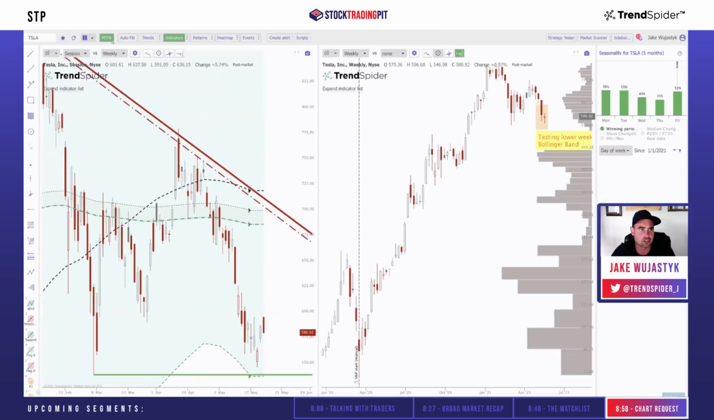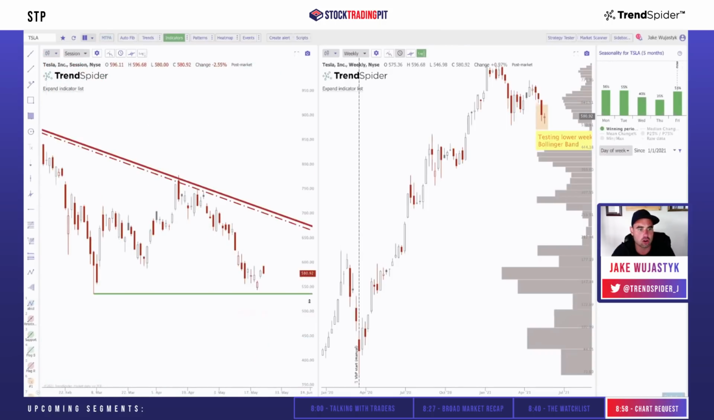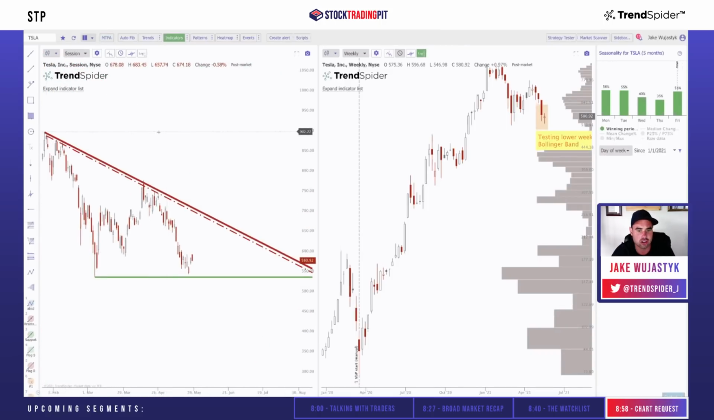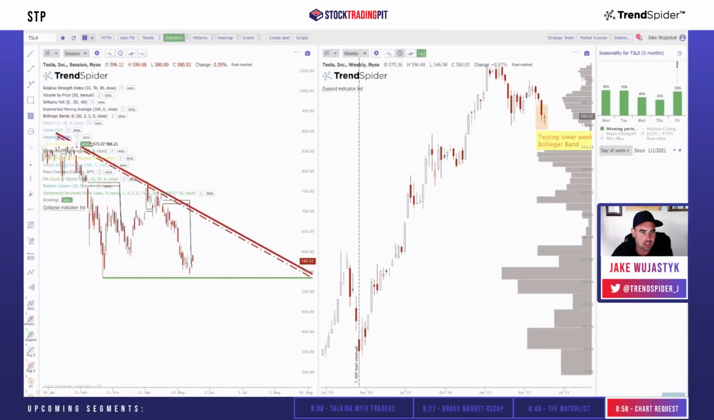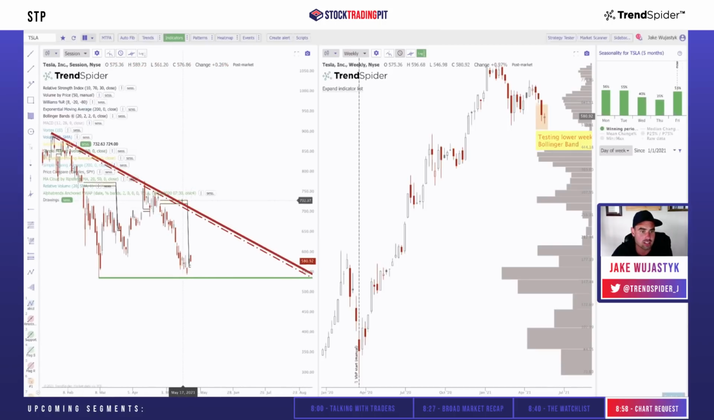Tesla's an interesting one. First of all, we kind of got this descending triangle forming here. You can see that we are still a little above it. If we turn on the volume and the gap snake here, you'll see we have a small gap below here, but we also have a gap above around, let's say 732 or so. So keep that in mind.